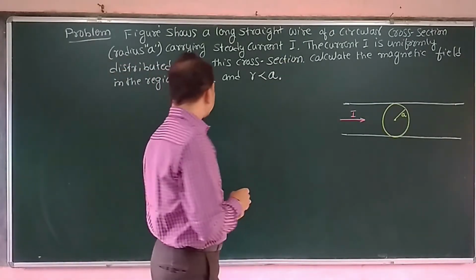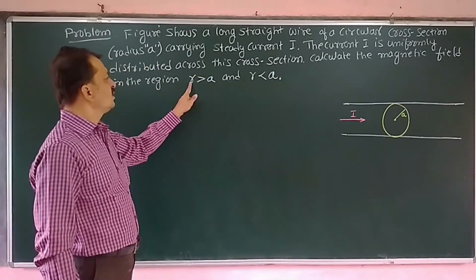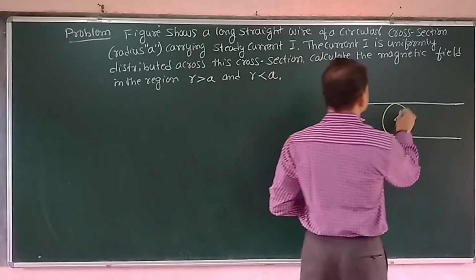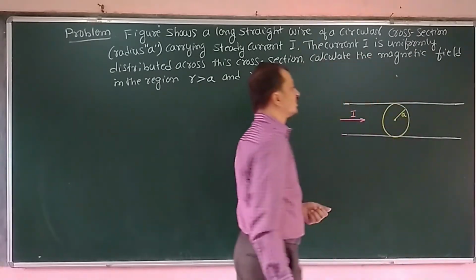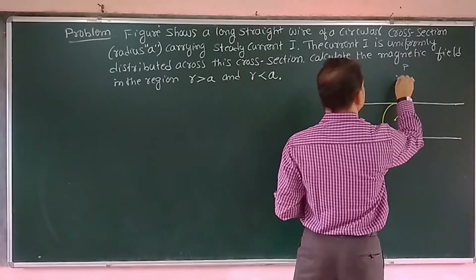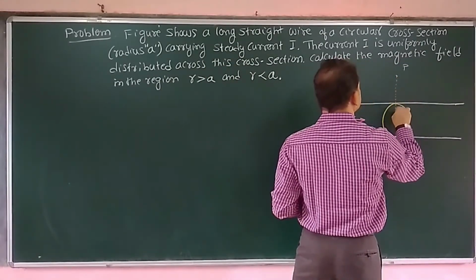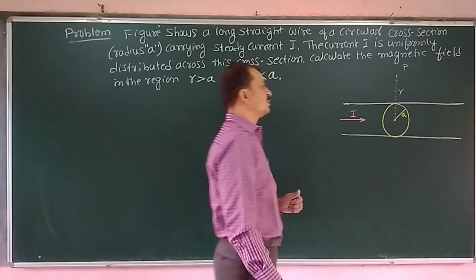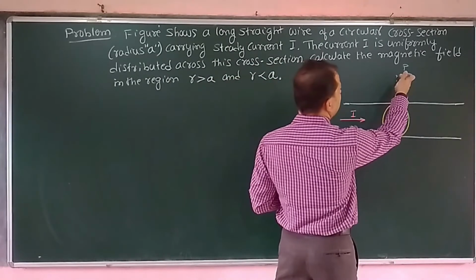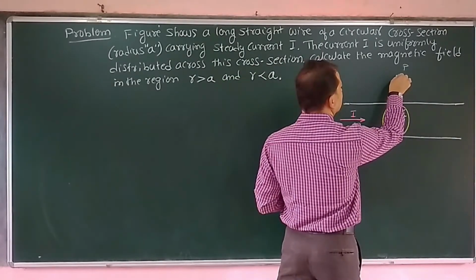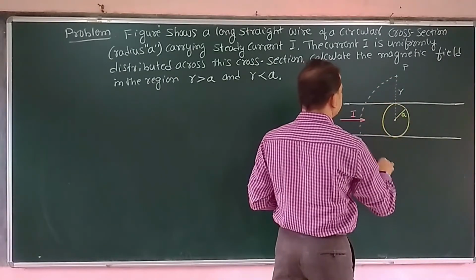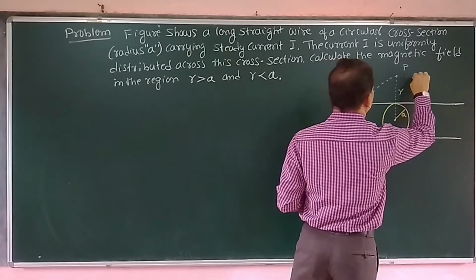Okay. Let me take the first case. First is the region r greater than a. Now let me choose some point here. Let me call it P, which is at a distance r from the center of the wire. In order to find the magnetic field at this point, we have to imagine an Amperian loop.